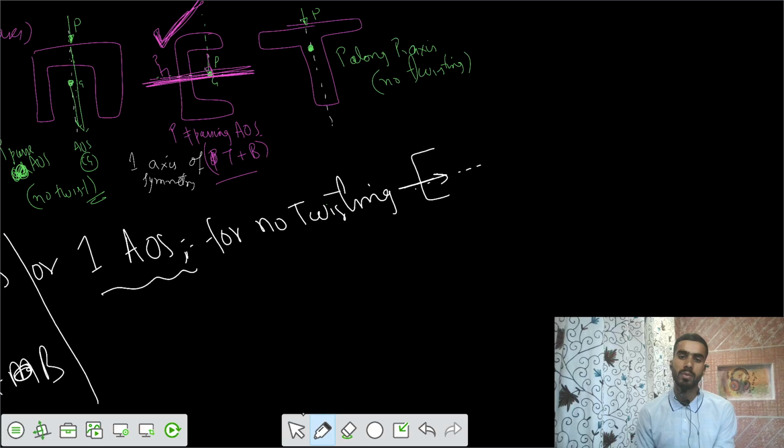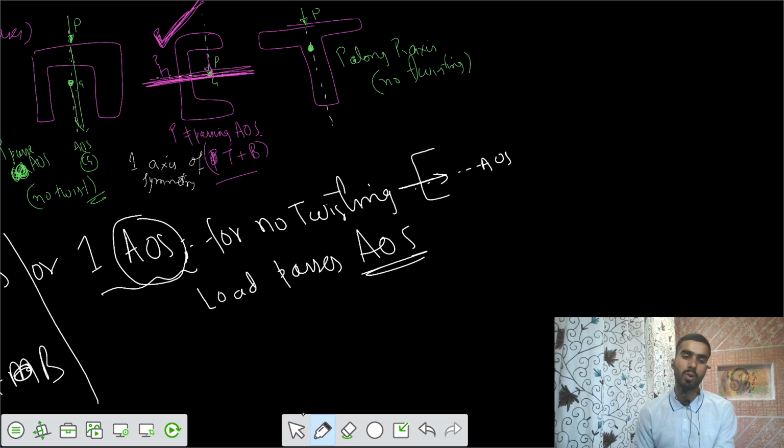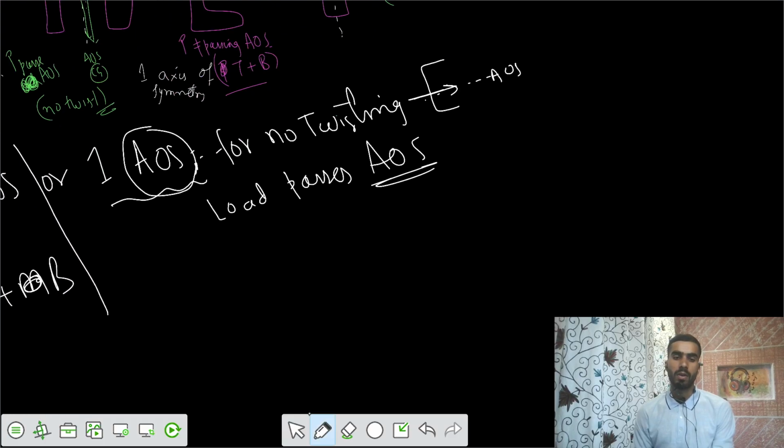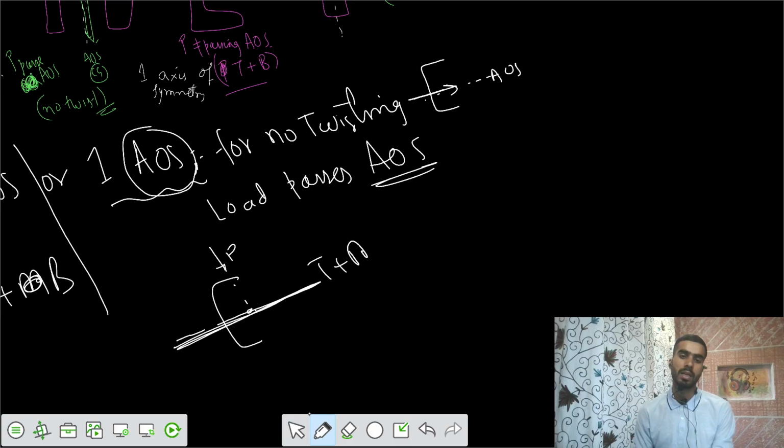This is your axis of symmetry, and the load should pass along the axis of symmetry. Here, we have only one axis of symmetry. If the load passes along that axis of symmetry, there won't be twisting. So for this case, P is along the CG, but the principal axis is this one. The load is not passing through the principal axis, so there is twisting plus bending.